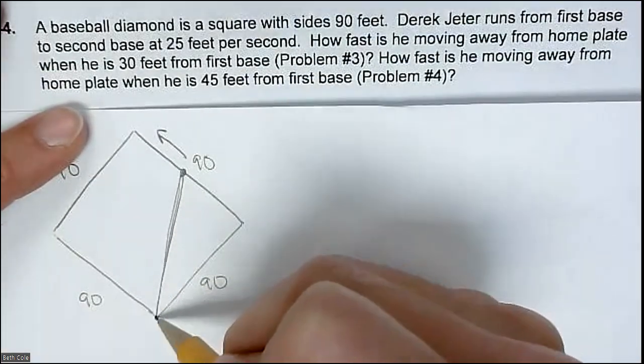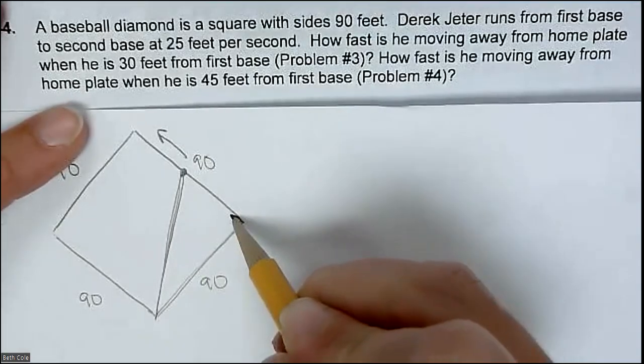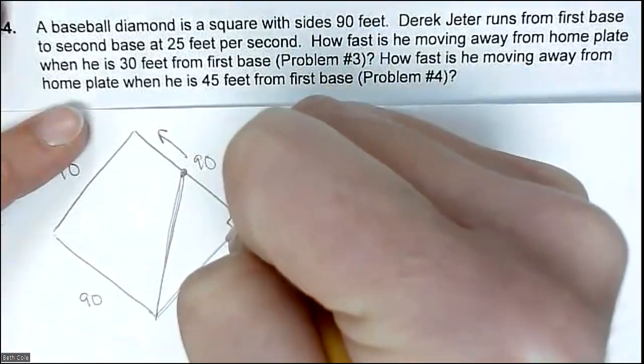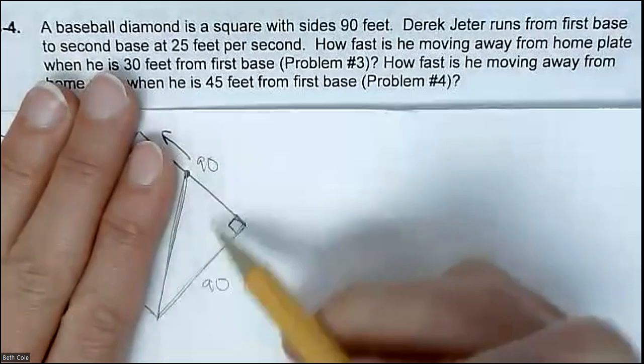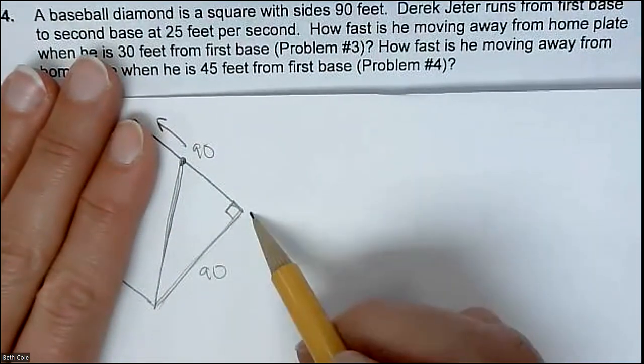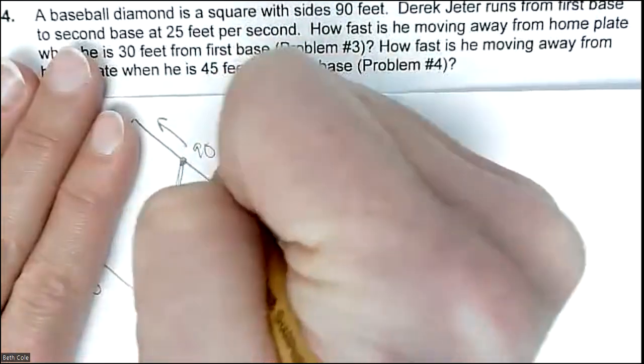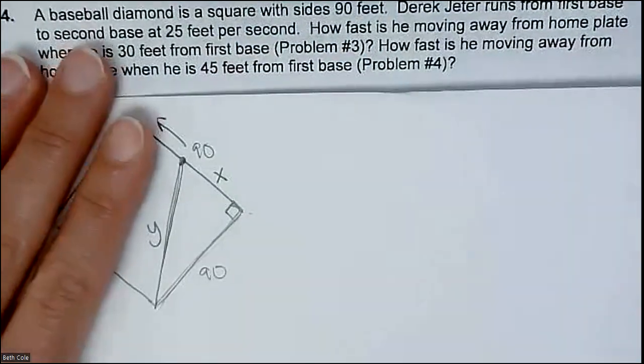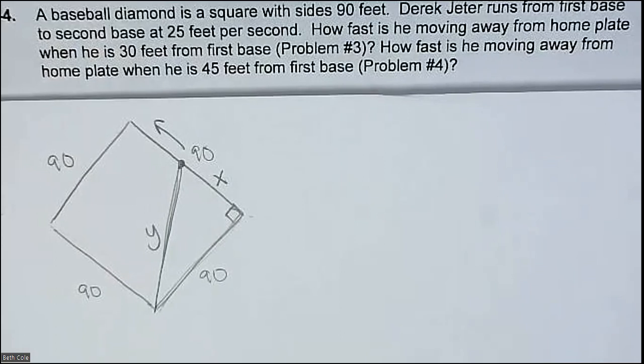So you need to connect him to home plate. Now, good. You want to focus on just this right triangle, and I need some variables. This side is 90. It's not changing. I'm going to call this side X and this side Y. Now I can go back and label some stuff because I have variables in the problem.